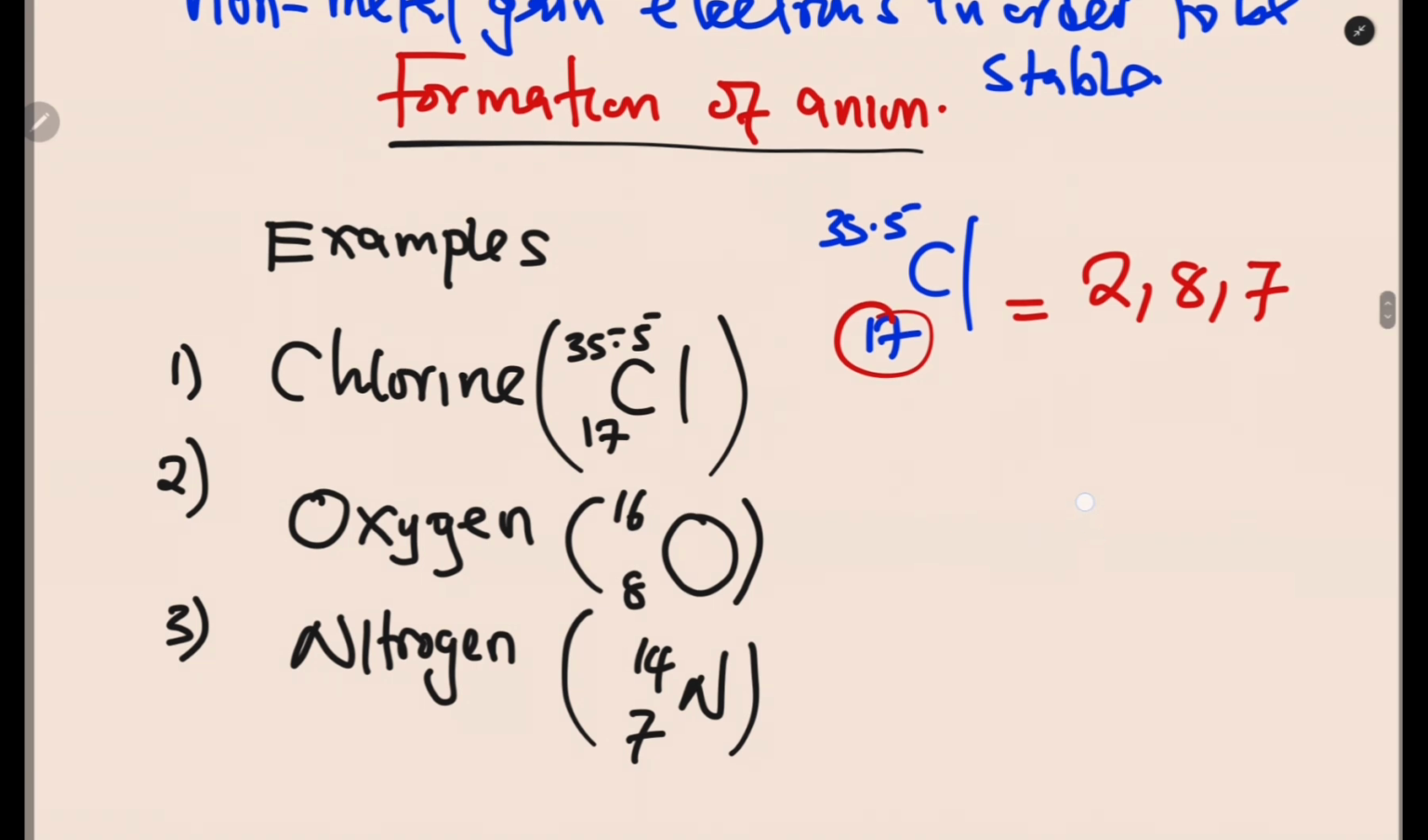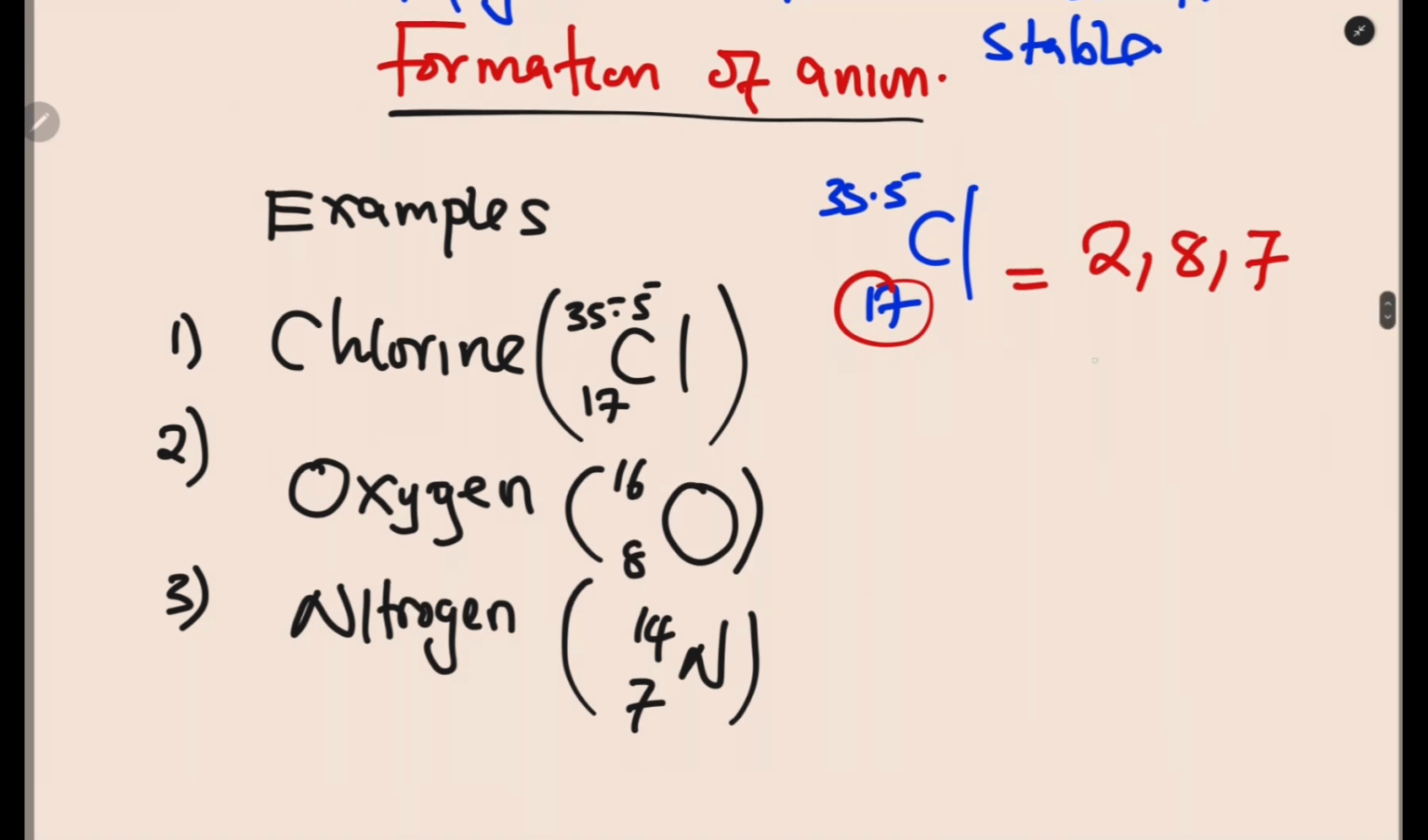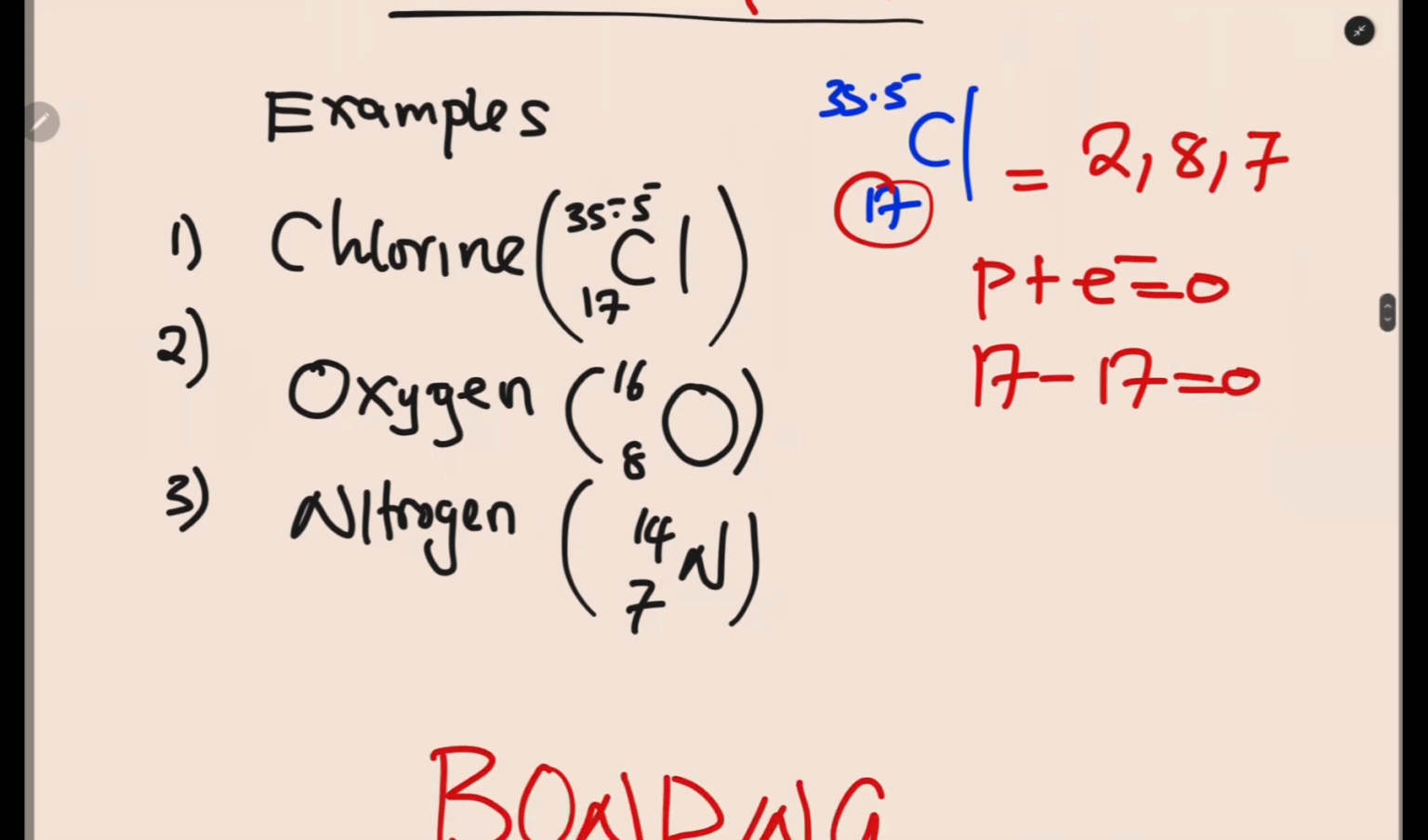Okay, then now what happened? Chlorine, before any reaction, is electrically neutral. Protons added to electrons should give you a charge of 0. So in this case, the number of protons is 17, 17 minus 17 is equal to 0. Now look at this. The outside shell has 7, and the required number is 8. So the only shortage is 1.